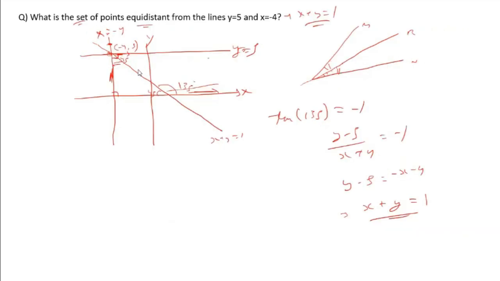Set of points equidistant lies on the angle bisector. We have covered this concept, and after that, it's just basically taking the slope of this line. You know one point, you know the slope. You can find the equation of the line.